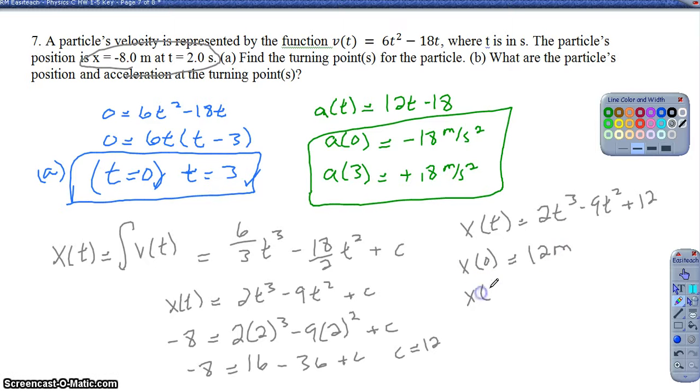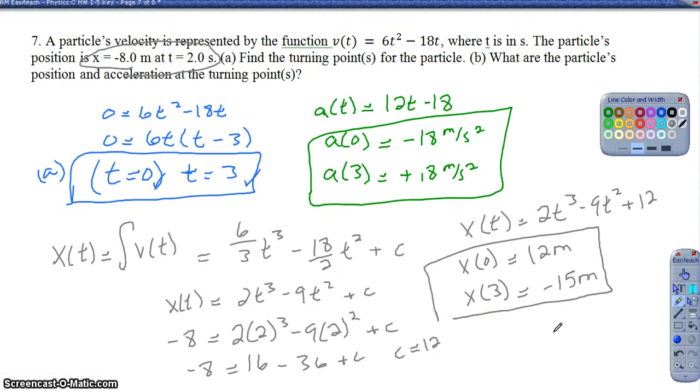And then finding the position at 3 seconds is a little bit trickier, right? You just have to make sure you're careful on calculating it. But when you plug that in, you should get exactly -15 meters. Okay, so there are my positions for this last question, question 7.